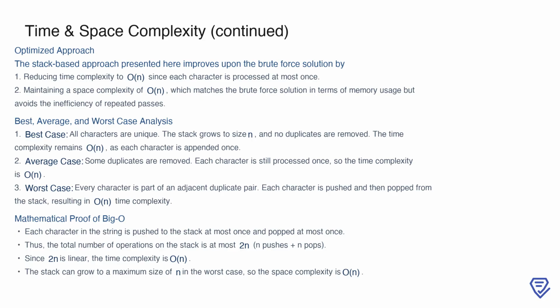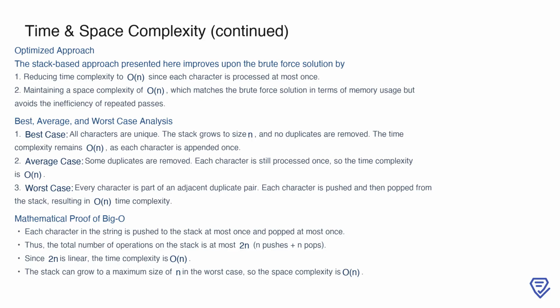The time complexity is O(n), as each character is appended once. In the average case, some duplicates are removed, but each character is still processed only once, keeping the time complexity at O(n). In the worst case, every character is part of an adjacent duplicate pair. Here, each character is pushed and then popped from the stack, but the total operations still remain proportional to n, resulting in O(n) time complexity.